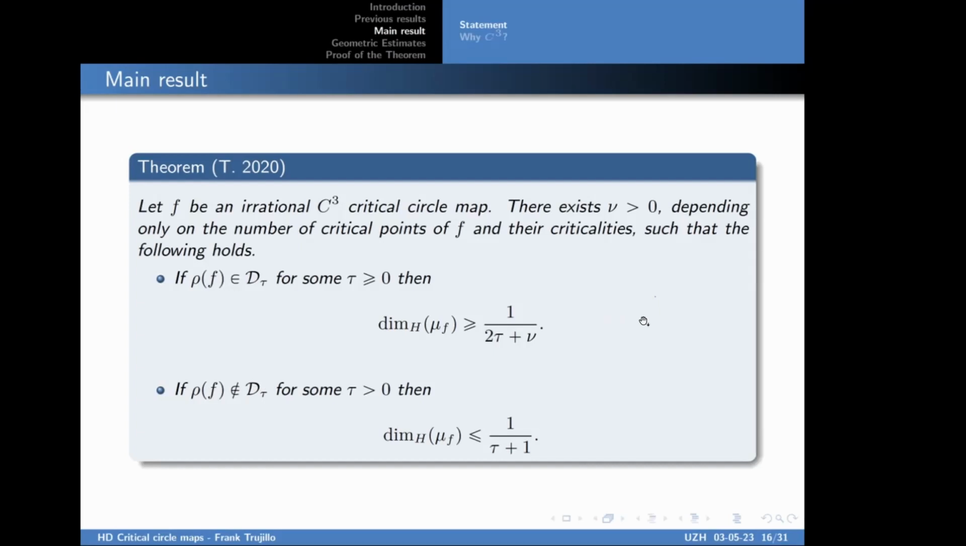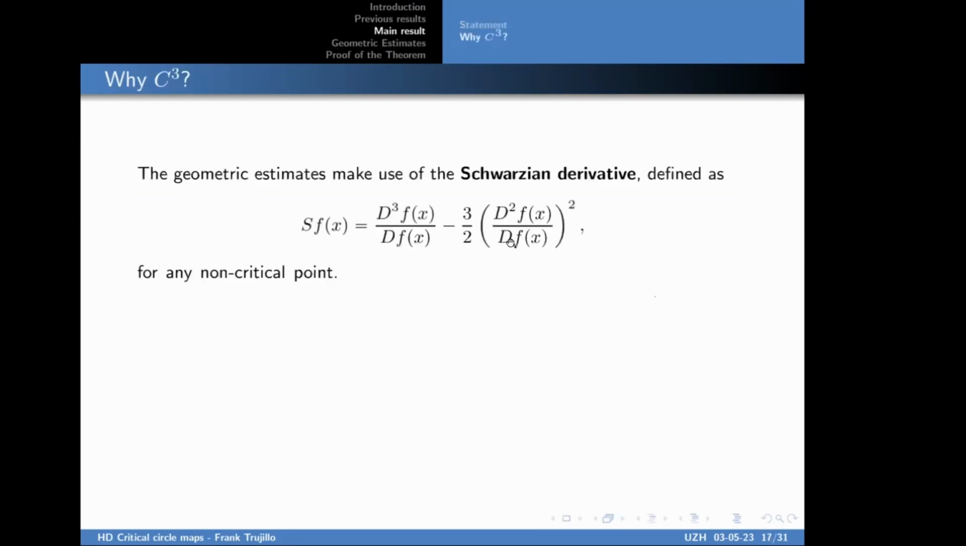Okay, so just one comment before I go a little bit more into explaining the techniques in the proof. As you might have noticed, I'm always assuming this C3. And you may wonder, why C3, when in the circle case, in the diffeomorphism case, we had only C2 or C1 plus something? Well, it turns out that we usually work with C3 because many things depend on estimates that we obtain using the Schwarzian derivative.